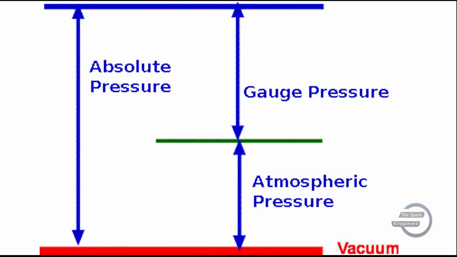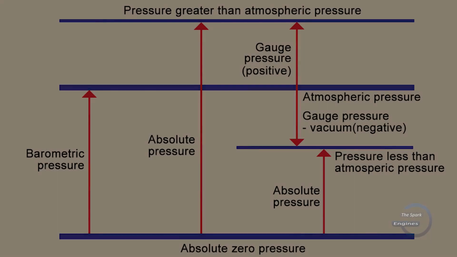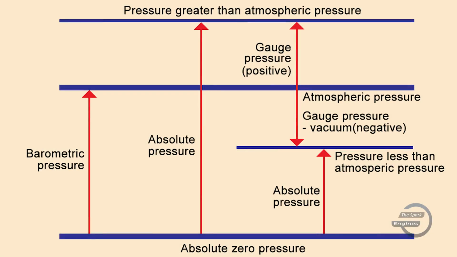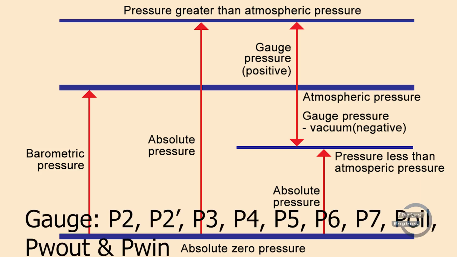Talking about pressure sensors, we have two types of pressure sensors. First one, absolute sensors. Second one, gauge sensors. Gauge sensors are made to capture pressure above atmospheric pressure, and absolute pressure gives the actual reading of pressure within a system. Generally, gauge pressure sensors are used in an engine test bed for measuring pressures like P2, P2-, P3, P4, P5, P6, P7, P-oil, P-water out and P-water in.